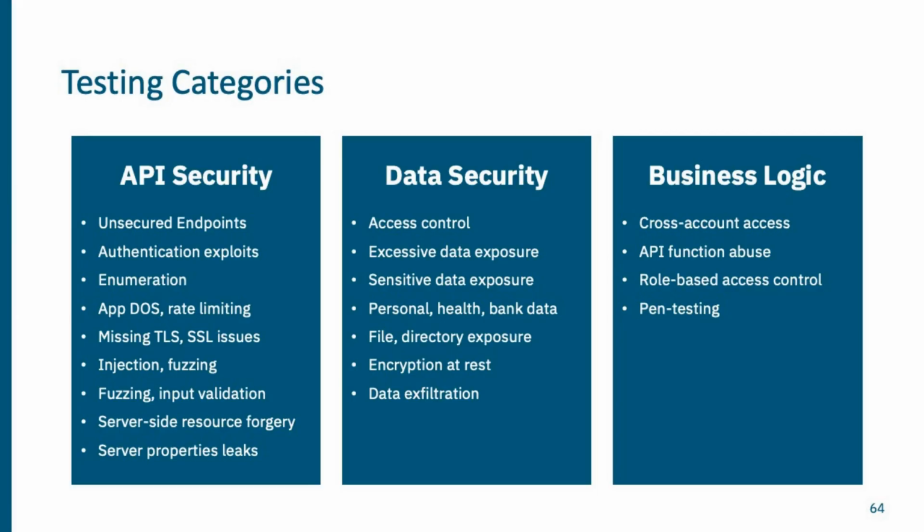And then over on the far right, the business logic. This is what's unique to you. What are the business flows that your application enables? How can those APIs be abused? What access controls do you have in place to make sure user A can't access user B's functionality? And doing pen testing regularly and in an automated fashion on every release.